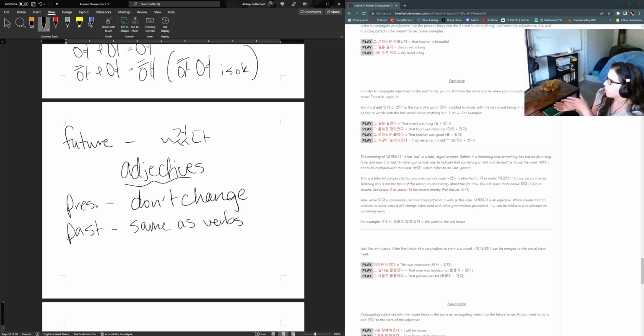Let's see. Just like with verbs, if the final letter in the adjective is a vowel, 았다 and 었다 can be merged to the actual stem. So, 비싸다 would turn into 비쌌다. 잘생기다 will turn into 잘생기, 었다, which can be merged to make 잘생겼다. I don't even know if I'm saying that. 그 남자는 잘생겼다. 그 남자는 잘생겼다.